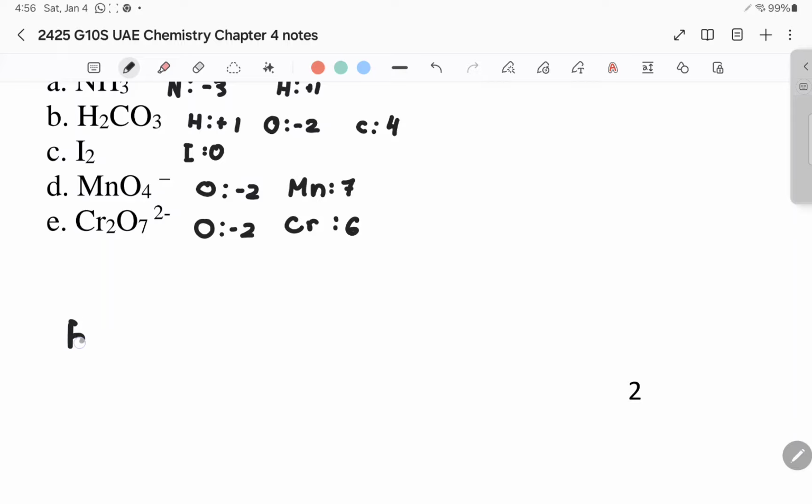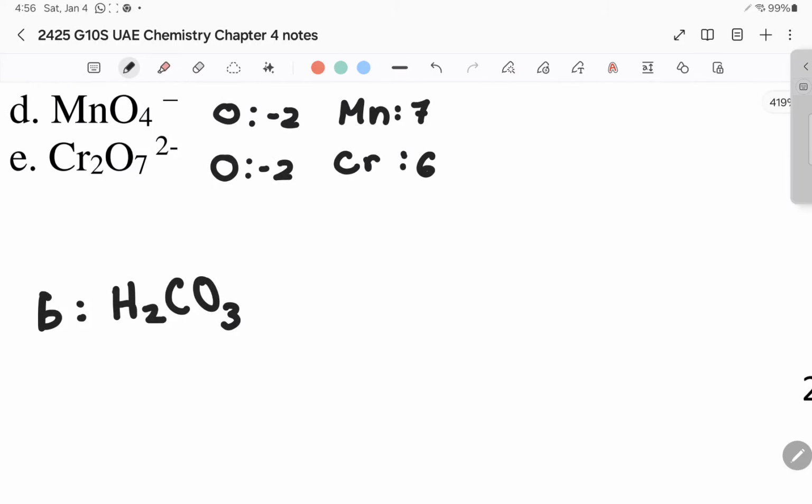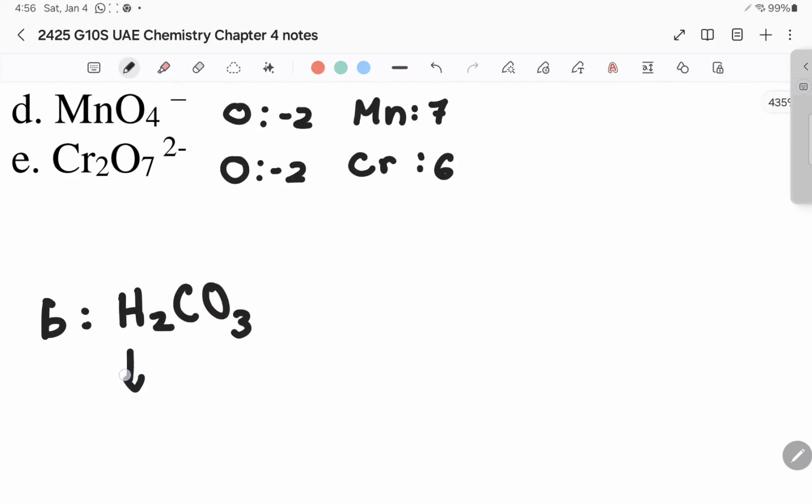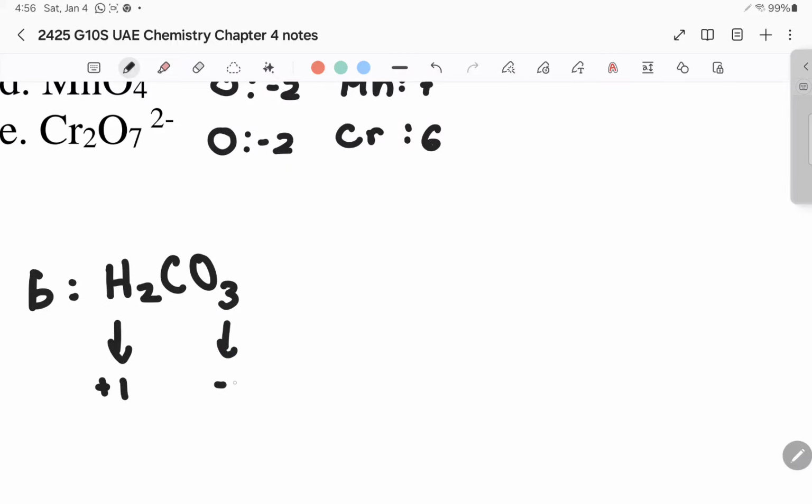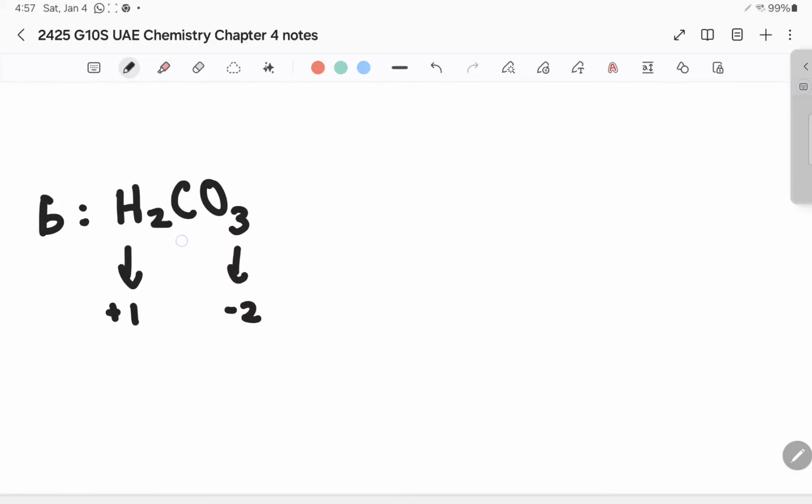Now part B. For part B, you have H2CO3. Now we know that H, like we said, is +1, and we know that O is -2. Now we don't know C. C is our x here. So +1 times the subscript, which is 2, gives you +2, plus x, plus -6, because -2 times 3 is -6.